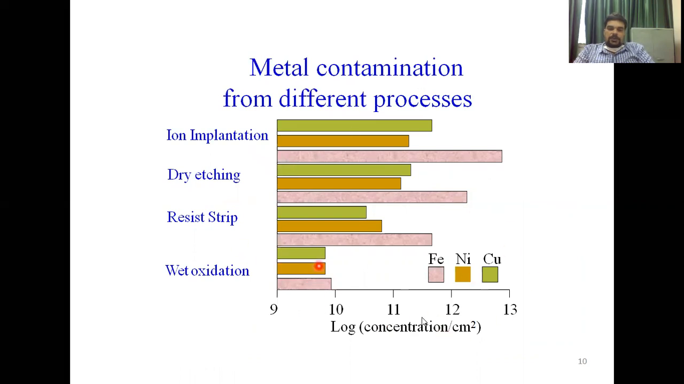Now, this graph shows the metal contaminations from different processes: ion implantation, dry etching, resist strip, wet oxidations. In case of ion implantation, due to iron impurities, iron contamination is maximum. In case of dry etching, you can see that in all cases, iron impurities are maximum. So this is the case for that.